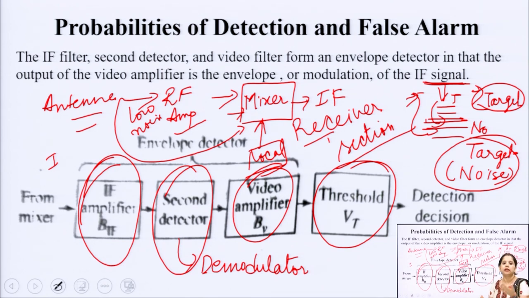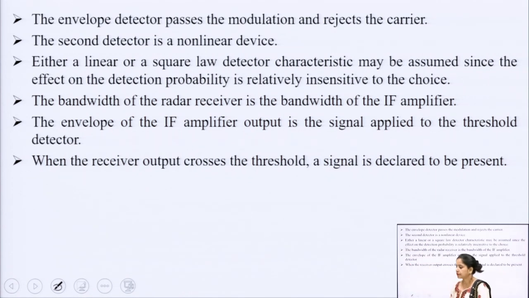So, in our radar system, it is very important to consider the probability of detection, that is detection of the target, and the false alarm, and both play a very important role. And these are basically the complete description of the same thing which I have discussed with you. So, I am going to leave this slide.